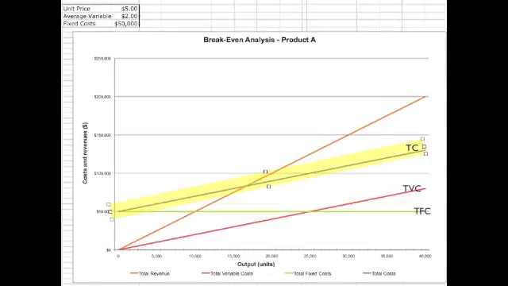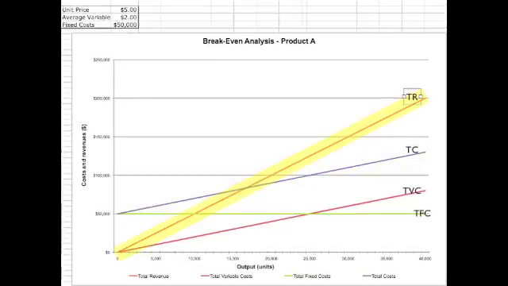The total cost, labeled TC, increases as output increases, because the total variable costs increase as output increases, and the total cost is total fixed costs plus total variable costs. The minimum amount of total cost at output 0 is equal to the total fixed cost. The average variable cost for product A is set at $2.